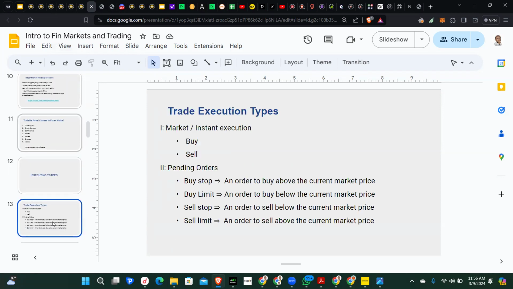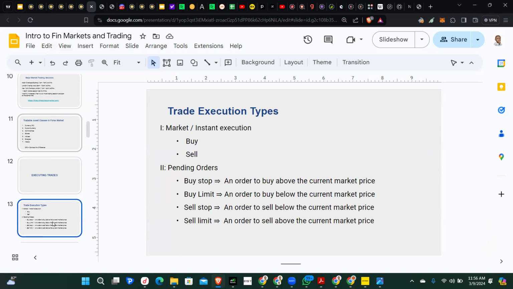Now, so these are the various trade execution types. Yes, so stay with me. I want you to get the understanding. I'll show you from MetaTrader 4 or from TradingView, but I want you to actually understand it before we go into these.